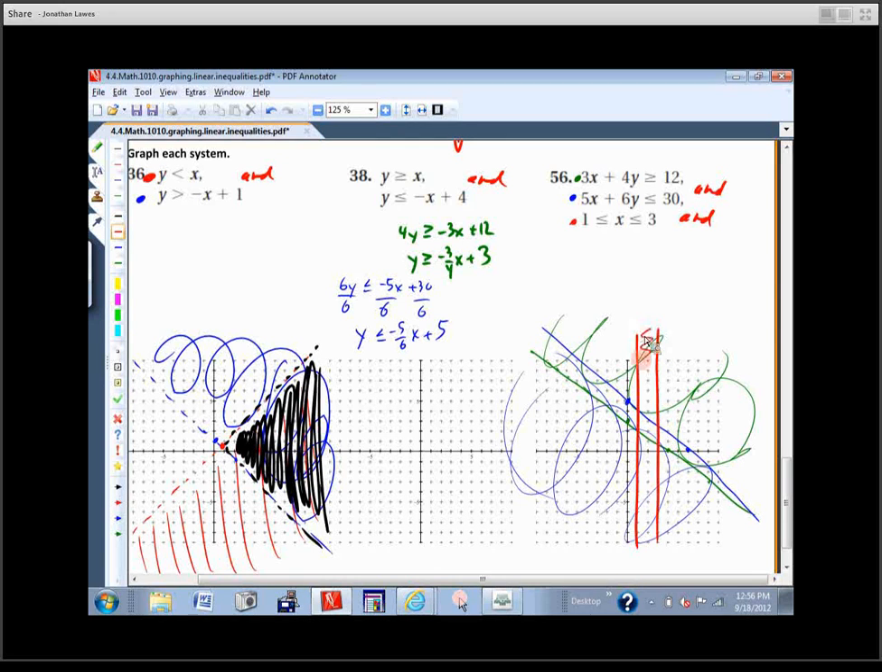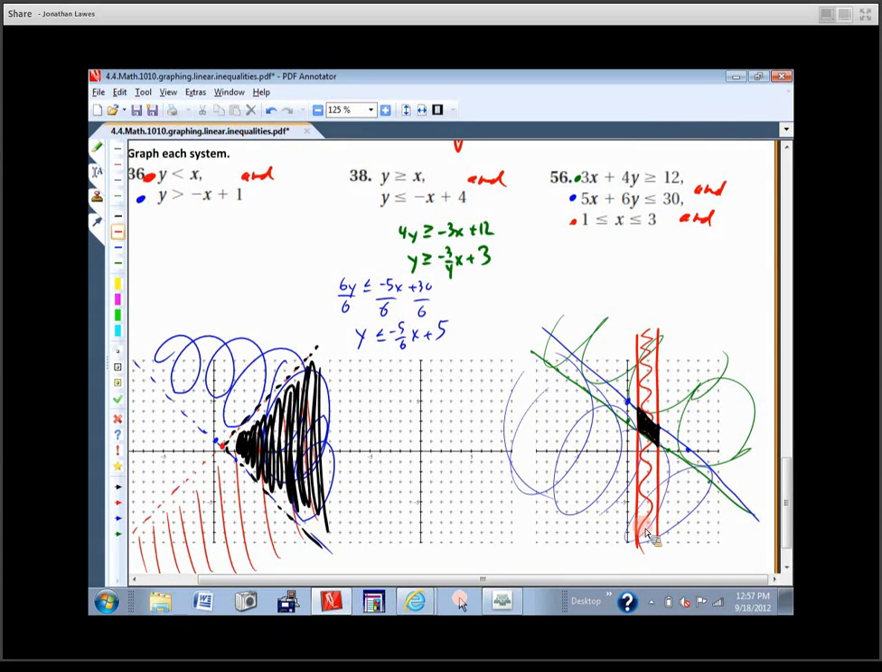So if I shade this in just lightly, where's the answer now? The answer now is just this little thing right here, from here to here to here to here, and everything inside that. Okay? There's the answer. So if you make these kind of light, it's a lot easier to see what the solution is once you've done graphing it. Okay?